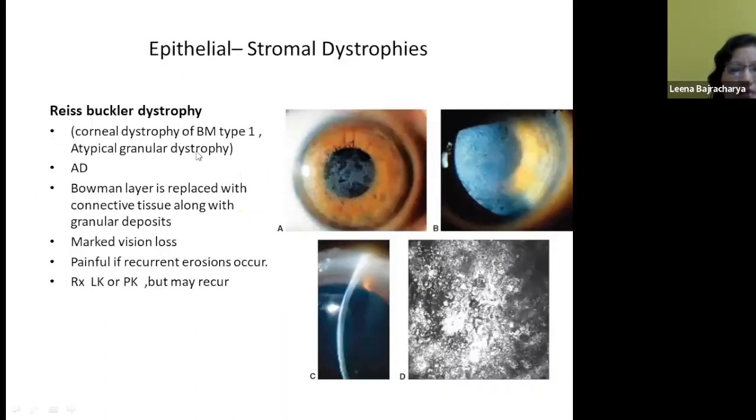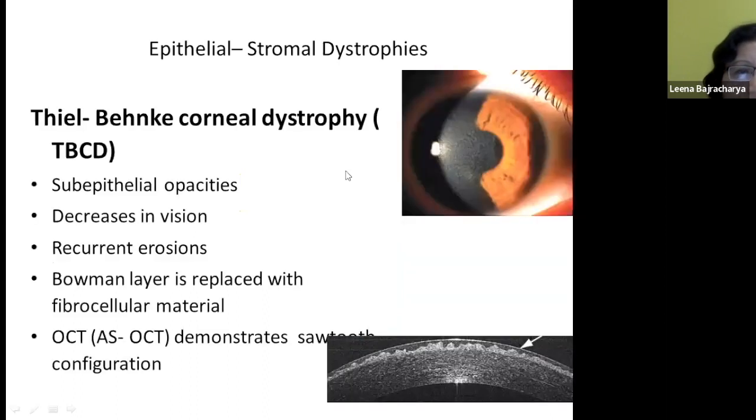Reis-Bucklers dystrophy is also not very common in our clinics. It is autosomal dominant. Bowman's layer is replaced with connective tissue along with granular deposits. It can cause marked vision loss and also painful recurrent corneal erosion. Thiel-Behnke corneal dystrophy. Here also subepithelial dystrophies, recurrent corneal erosion can occur, and in anterior segment OCT we can see sawtooth-like appearance.